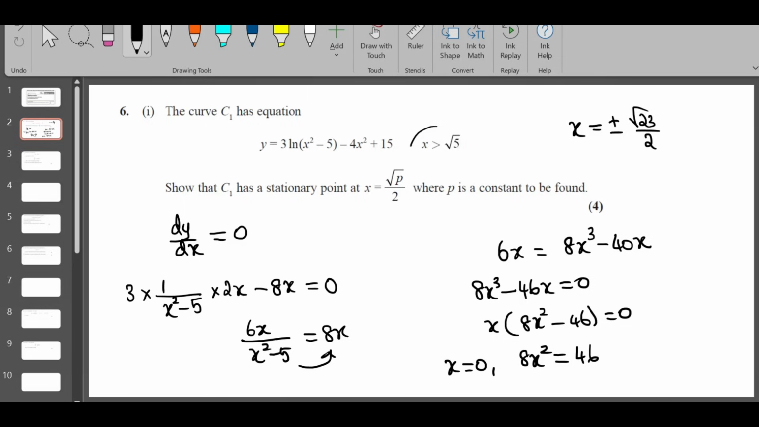But you need to respect the domain given. It says x is greater than 5. So you can ignore the negative one. Therefore x is equal to square root of 23 over positive 2. It's a 4-mark question. Let's move on to part (b)(i) now.